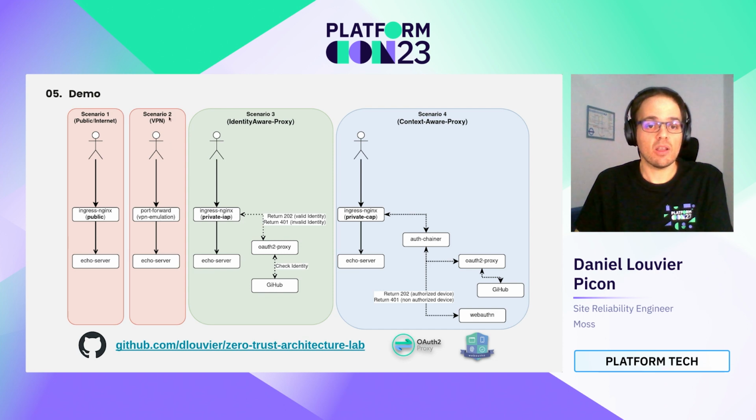For the second scenario, it's a very similar setup, but we are going to be hitting the private one, but instead of hitting the ingress, I'm going to just do a port forward to the service. So the request is going to come through from the same network segment as the echo server.